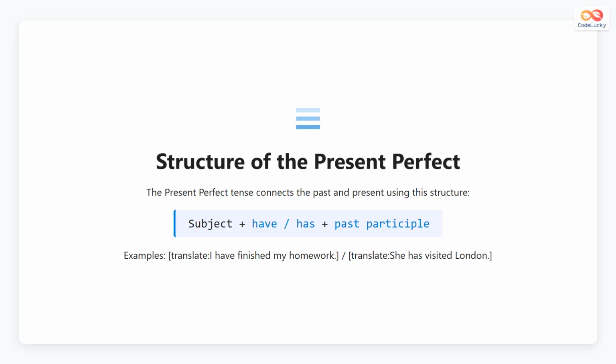The basic structure of the present perfect tense is simple. Begin with the subject, then use have or has, followed by the past participle form of the verb. For example, I have finished my homework. She has visited London. Remember, use have with I, you, we, and they, and use has with he, she, and it. This structure is used to express actions or events that have a connection to the present moment.